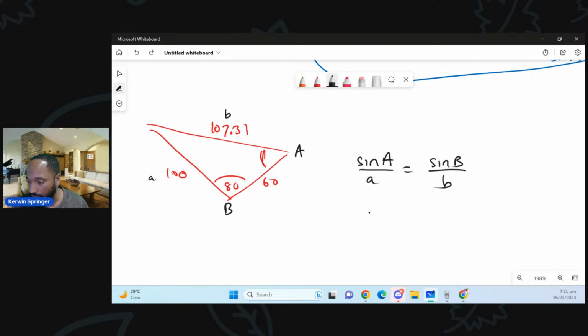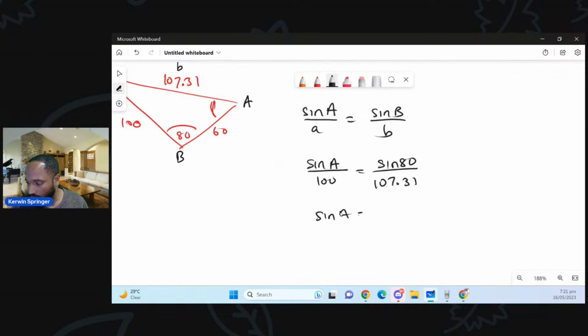I'm going on to the next topic just now. So sine of A over A, which is 100, is equal to sine of B, which is 80, over B, which was 107.31. So sine of A is equal to sine of 80 over 107.31 multiplied by 100, when the 100 comes across to multiply. Which is what?